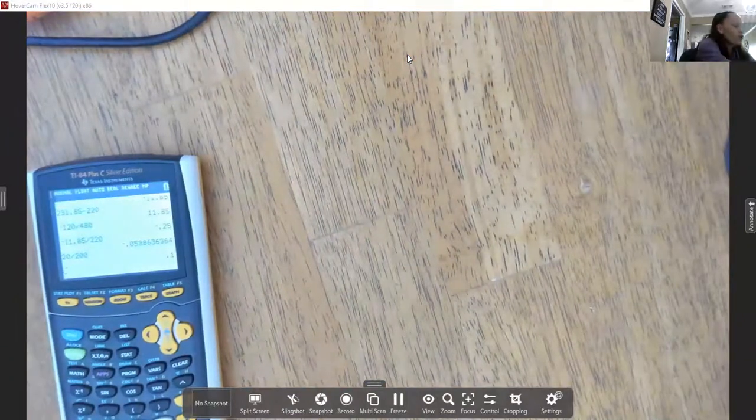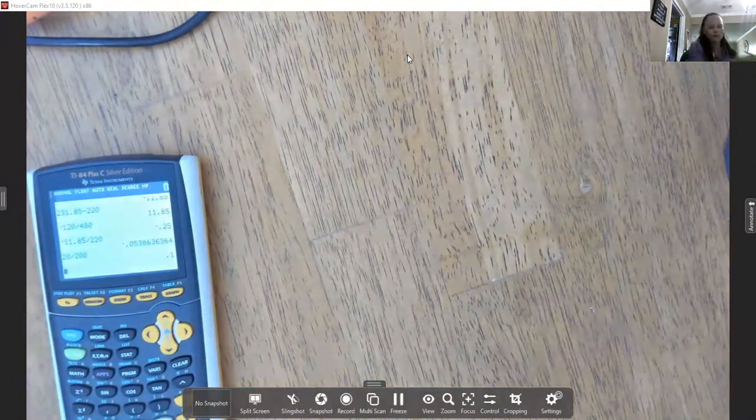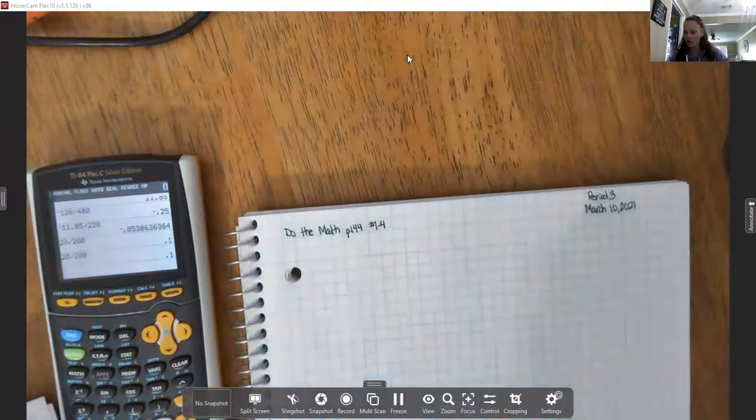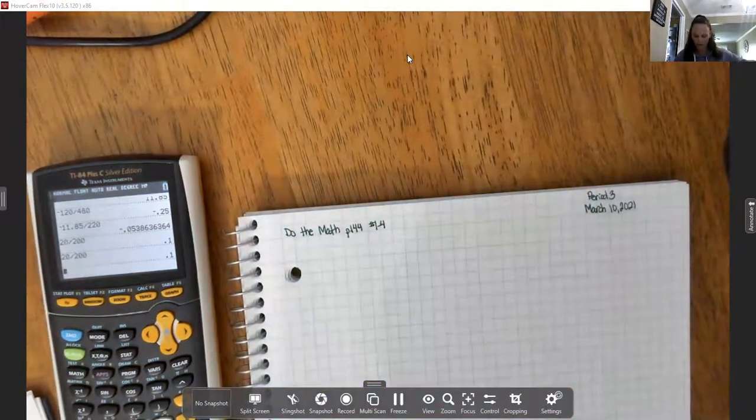Okay. Next is our do the math. So page 144, numbers 1 through 4.